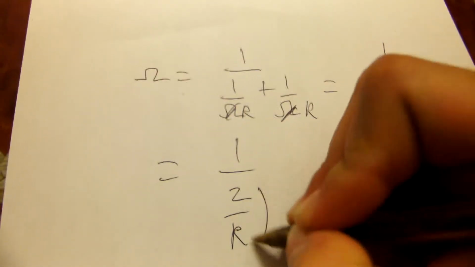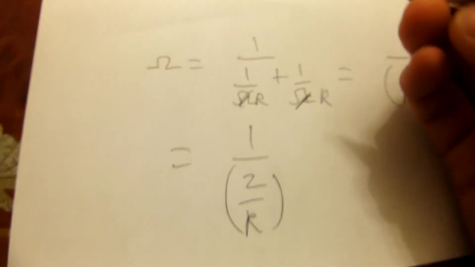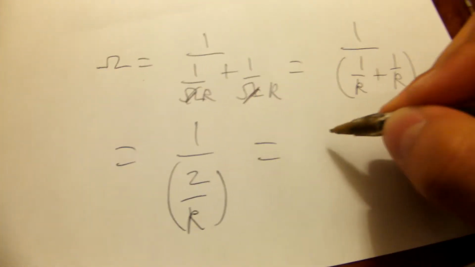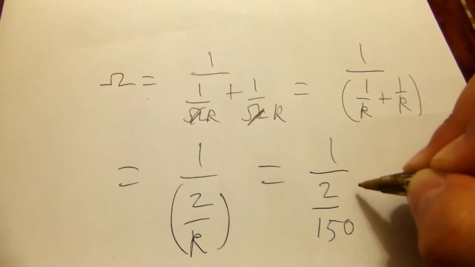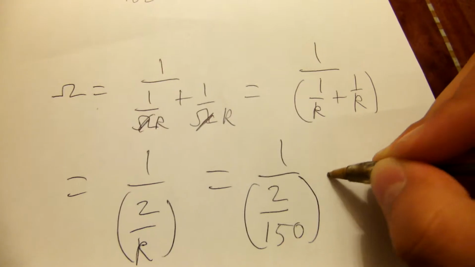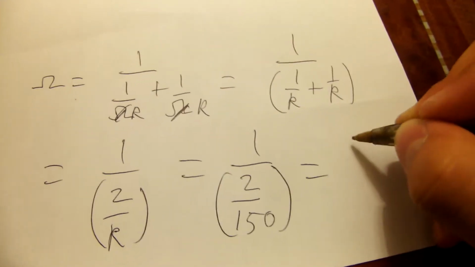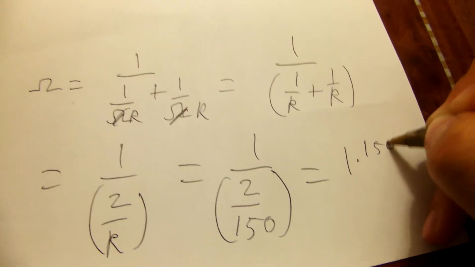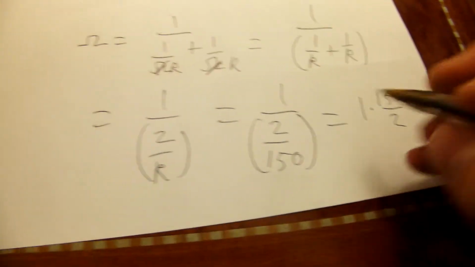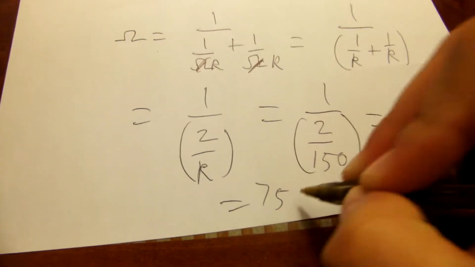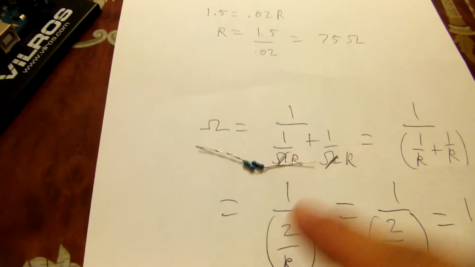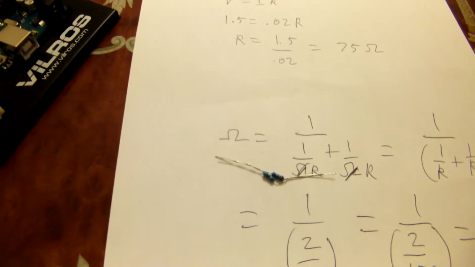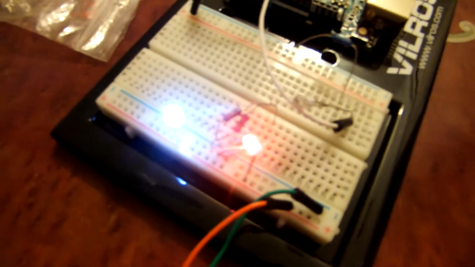Now at this point, let's substitute 150 for the resistance, because that's the value of the resistor we're using. And that's going to equal 1 times 150 over 2. And that equals 75 ohms. Now that means the resistance of these two resistors is equivalent to a 75 ohm resistor. And I have one connected right here.